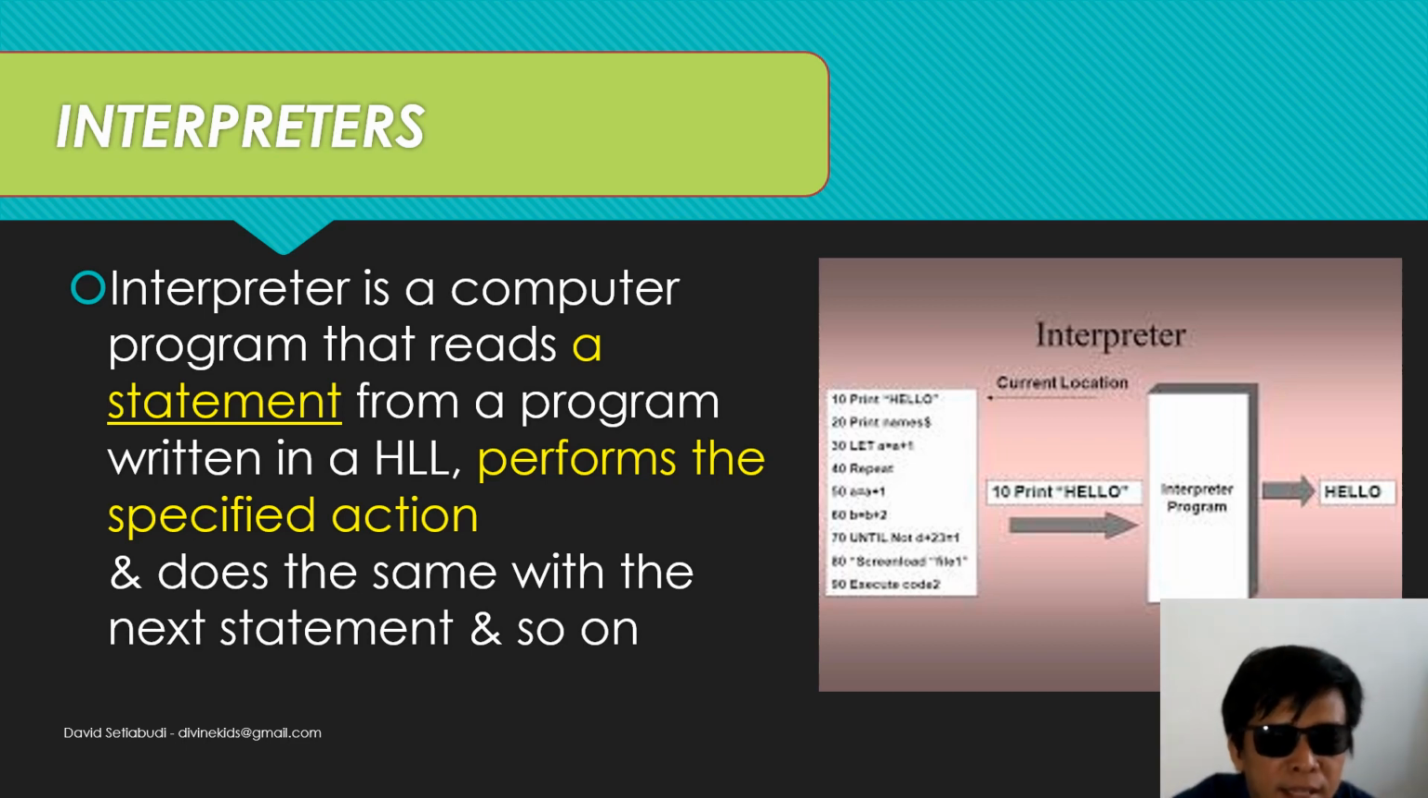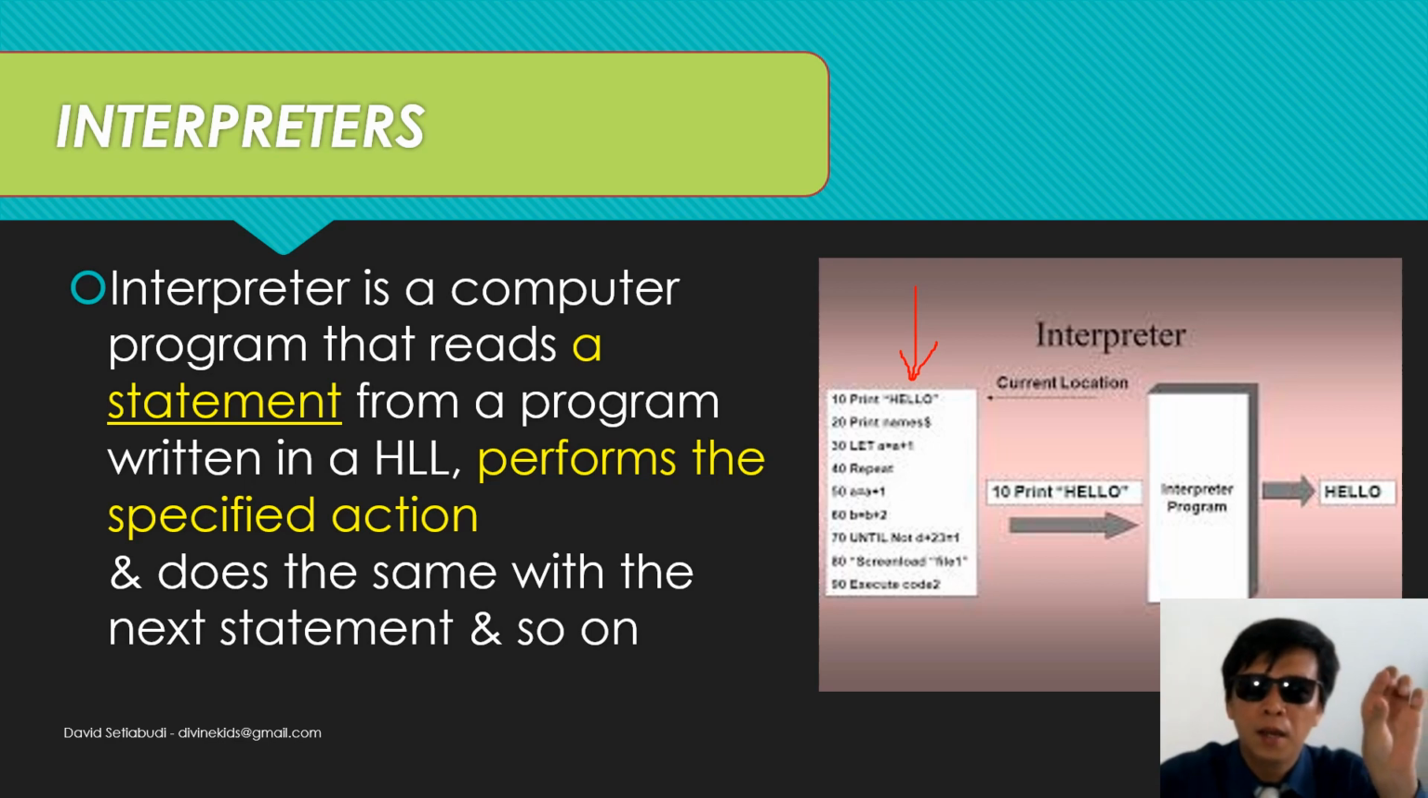Okay, so in this interpreter, you can see here, the first one is print hello. You do this programming: print hello, and then print name string, and then let a equals to a plus 1, and then repeat, and so on. You create line by line by line, and then the next one.